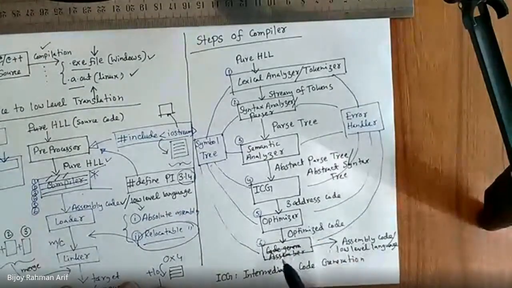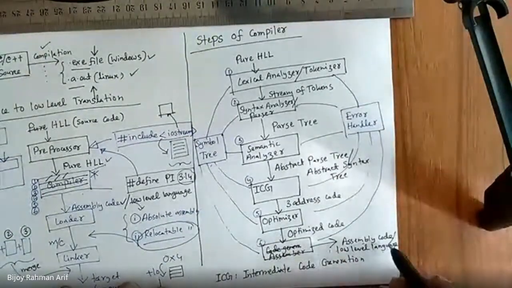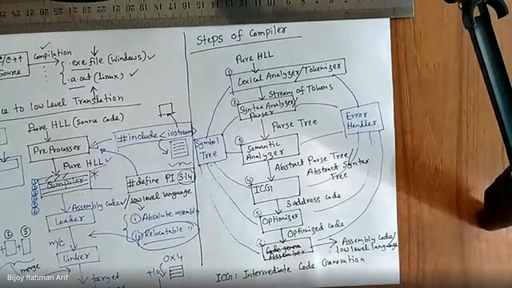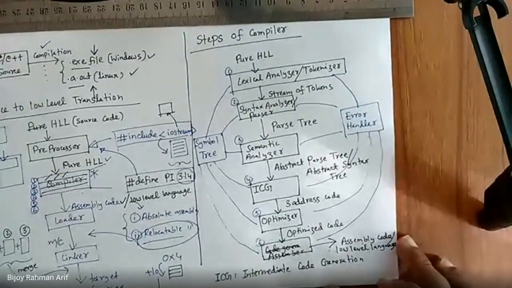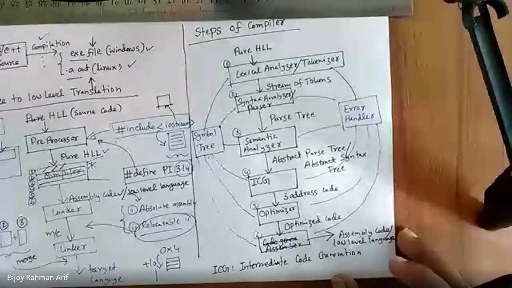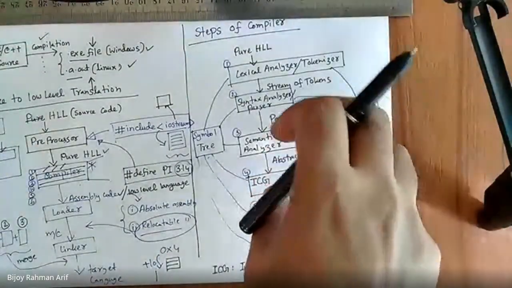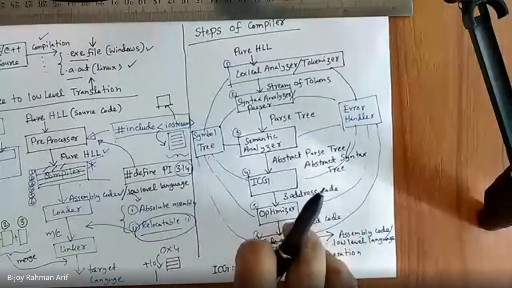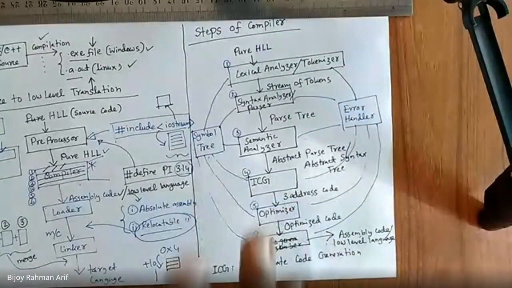Then it is passed to the code generator or assembler, and finally we get the assembly code or some sort of low-level language. So these are the actual steps of compilation. Now, for these steps, we have two helping hands.